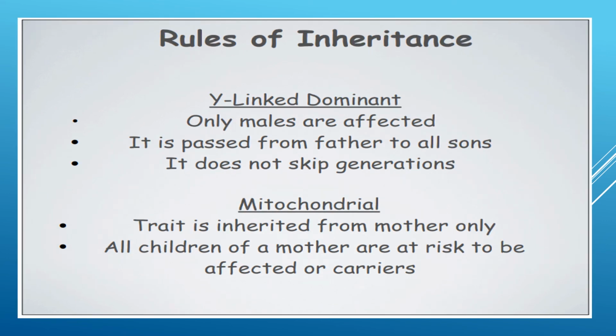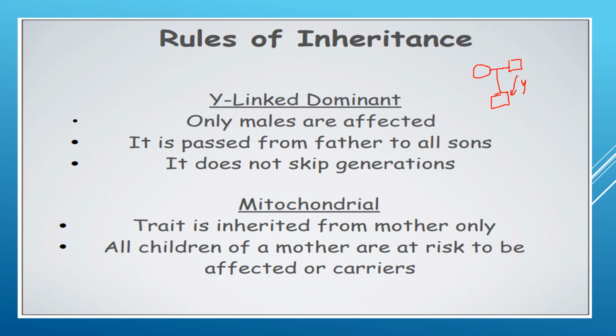The next one is Y-linked. This is transferred only between males, that is, from father to son. So this is the Y chromosome which is transferred from father to son. Y chromosome inheritance is called Y-linked. It is passed only from father to son. It does not skip generation. In every generation the male child is affected.